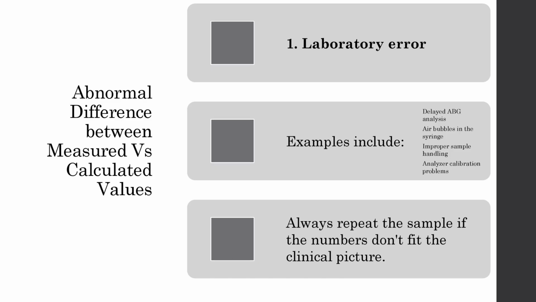When the difference becomes greater than 2 to 4 millimole per liter, stop and think. A large discrepancy between two values may indicate: Number 1. Laboratory error. Examples include delayed ABG analysis, air bubbles in the syringe, improper sample handling, analyzer calibration problems. Always repeat the sample if the numbers don't fit the clinical picture.